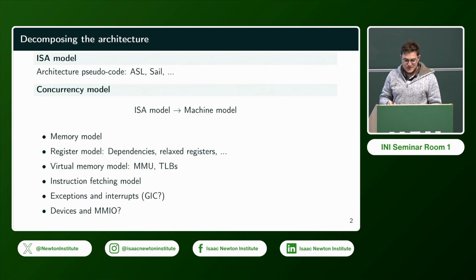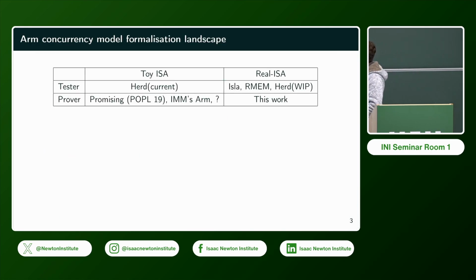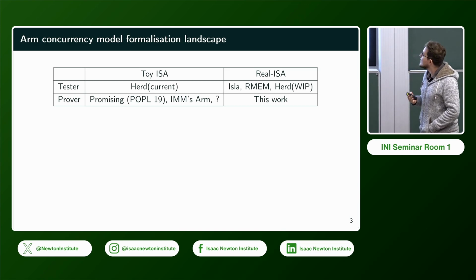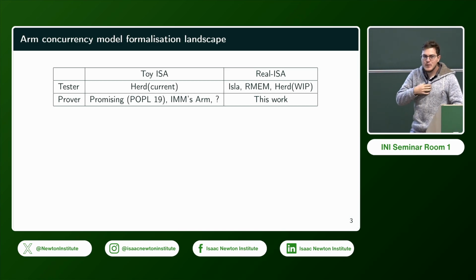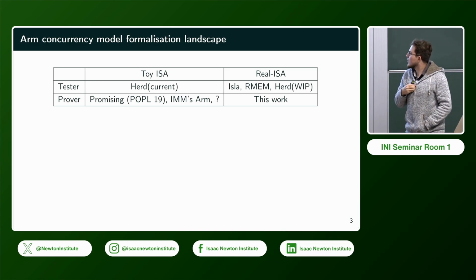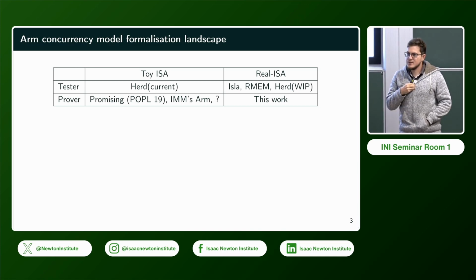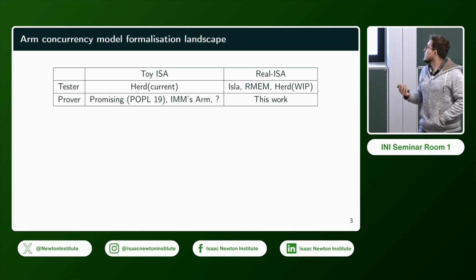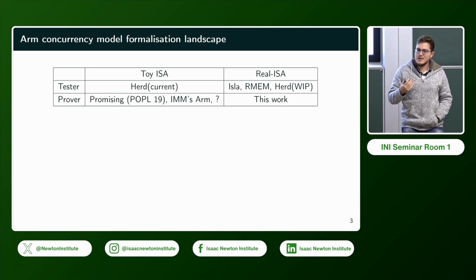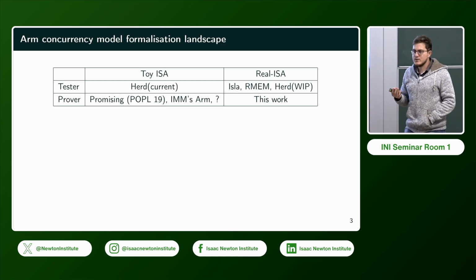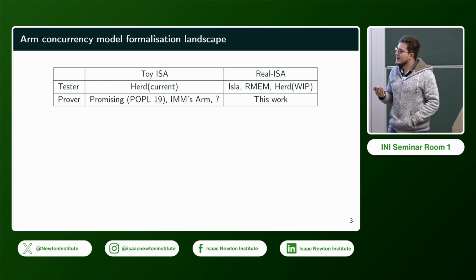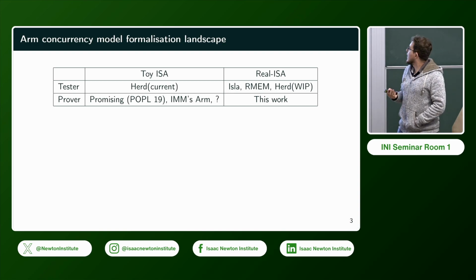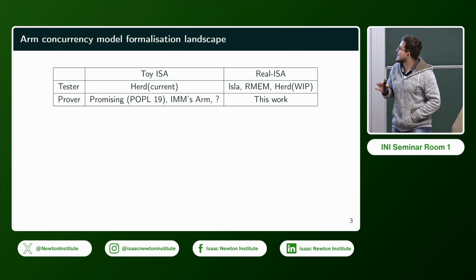So why this project? The goal is to formalize in a prover the full model with the real ISA. This is a bit of a table of, to my knowledge, the state of the art. We have some testing tools that can take litmus tests and tell you what the allowed behaviors are. There is Herd, which currently works on a toy ISA, but they are working on making it work on actual ASL. And then there are Isla and Armem, which currently work on actual Sail. Armem is a bit of an older version, but details.